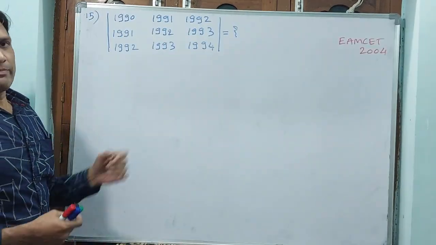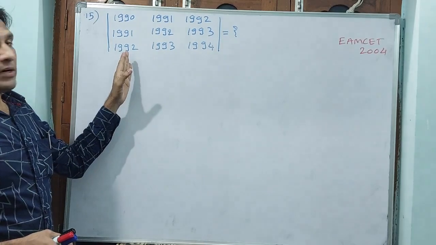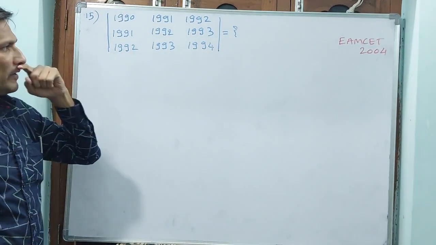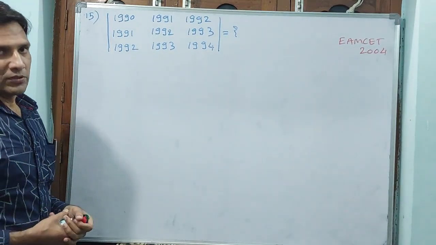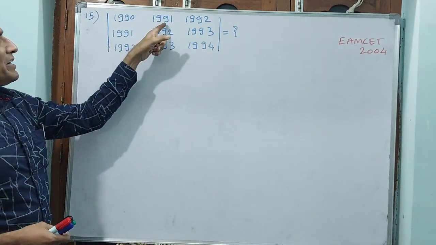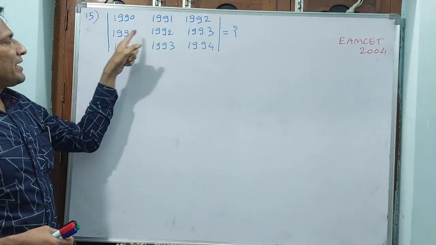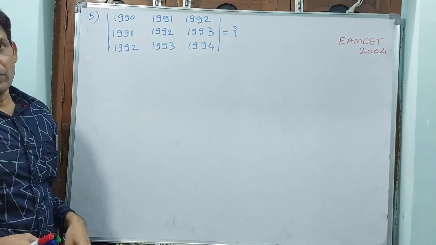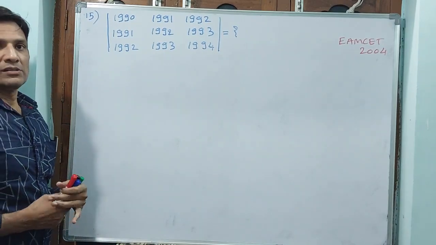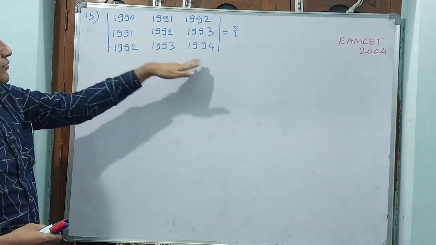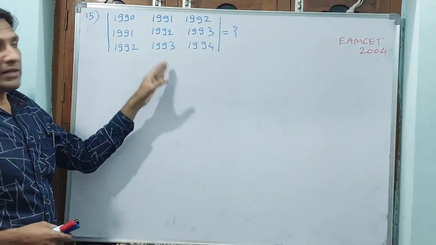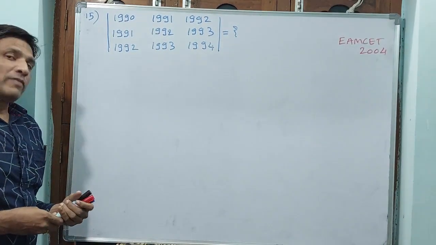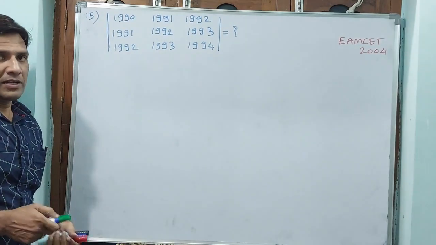Okay, see question number 15. Determinant they have given. We have to find the value of this determinant. That means delta I have to find. This question was asked in Eamcet 2004. You see, 1990, 91, 92, 1991, 1992, 1993, 1992, 1993, 1994. How are we going to solve this question? Can we take 1990 into this multiplication minus this one and minus this one? Like that are we going to do? No, you go for the elimination method. Okay? Elimination method you apply.